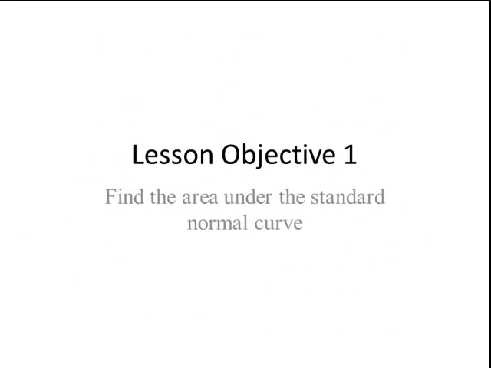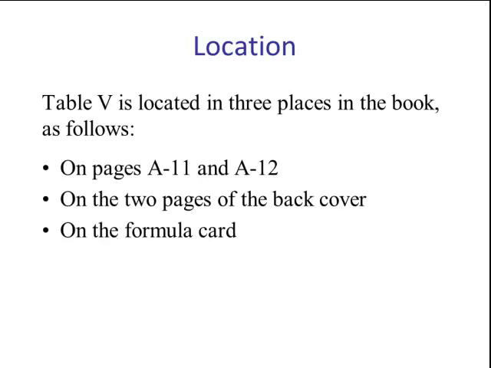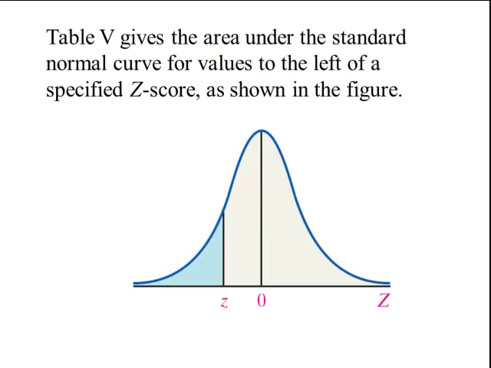Lesson objective number 1. Using table 5. Table 5 is located in 3 places in your book, on pages A11 and A12. It's on the 2 pages of the back cover, and it's also on the formula card. Table 5 gives the area under the standard normal curve for values to the left of a specified z-score. So it's always going to give us area to the left.